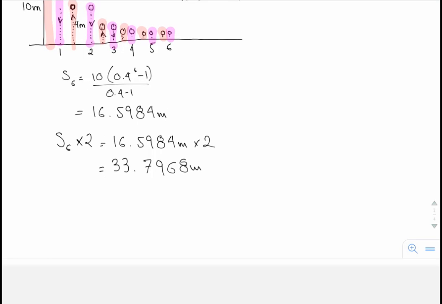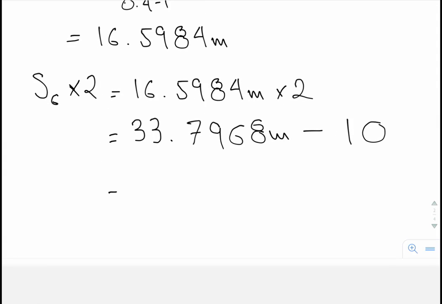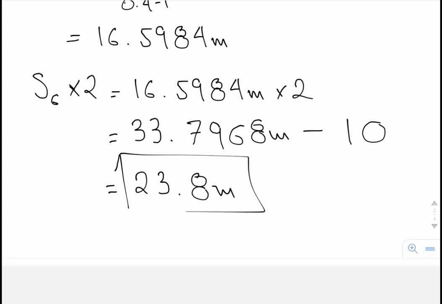So what we have to do is subtract from this 10, and that gives us our final answer, which I'll round to just 1 decimal place, 23.8 meters. And there's our total distance.